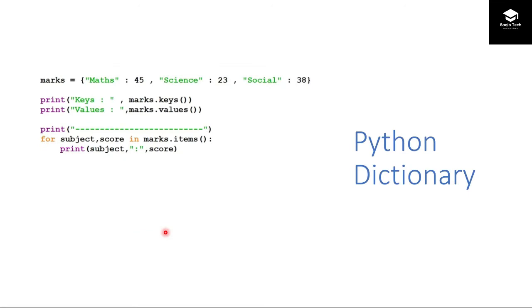If I'm trying to print all the keys, I will use marks.keys, which is a built-in function of a dictionary, and marks.values is used to get all the values. But there is another method known as items, and items presents both keys and values. I'm writing for key colon value, you can give any name, for key, value in marks.items, and you print key colon value. In subject colon score, you need to print subject colon score. It will be printed in a beautiful way.